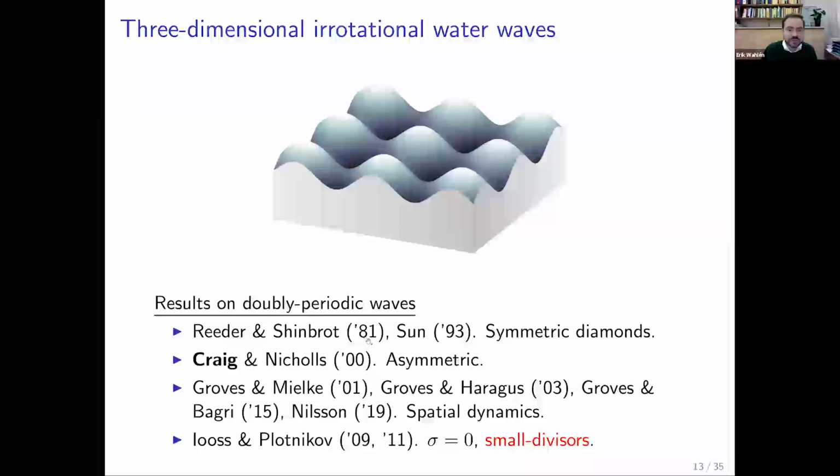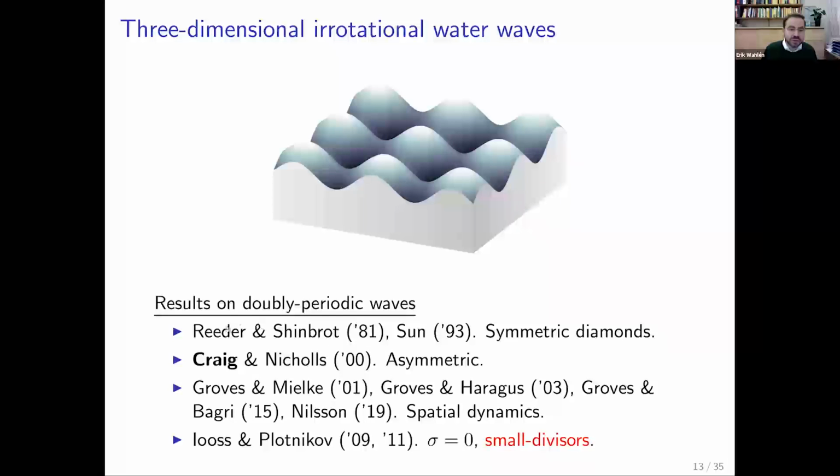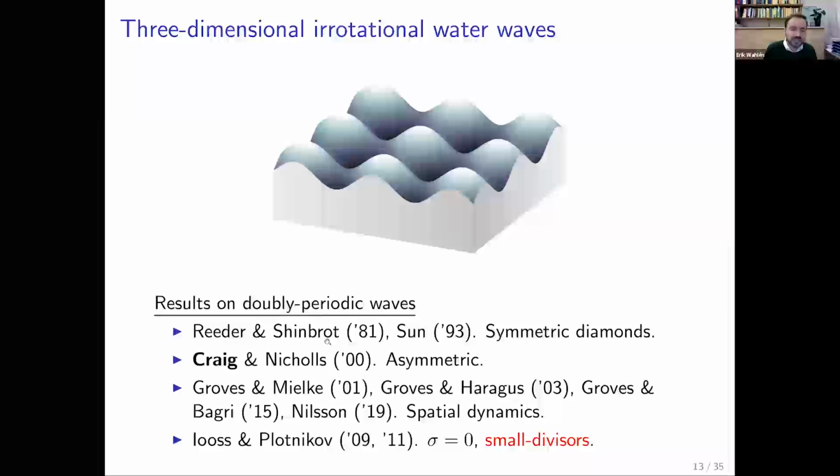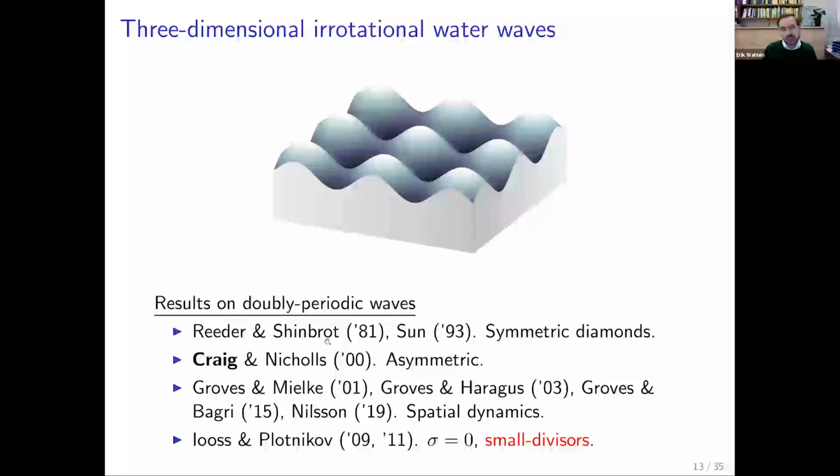So there is a difference between these two. Reeder and Shinbrot is simpler because then you can use the standard bifurcation from a simple eigenvalue approach. Whereas in the asymmetric case, the kernel is at least two-dimensional. And Craig and Nicholls also considered the case where you have higher dimensional kernels.